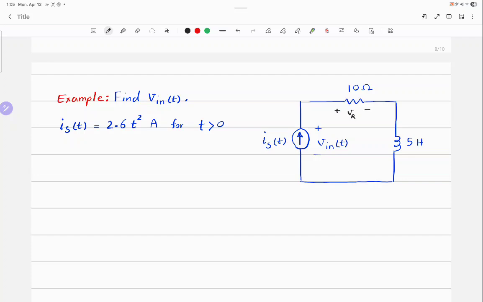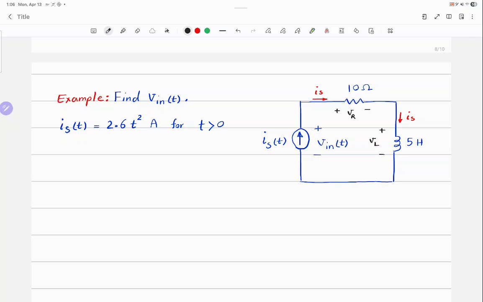Let me call this one VR and this one VL. Now, can you find VR easily? Let me do this if it's still bothering you. What is the current, the red current? IS. What is this current? IS. So let me ask you again, can you find VR easily? Multiply 10 by IS. Can you find VL?